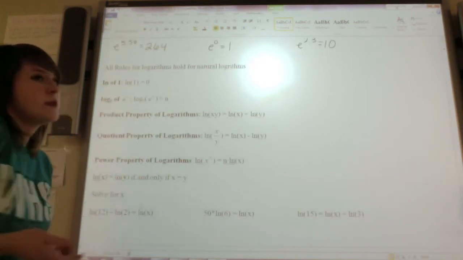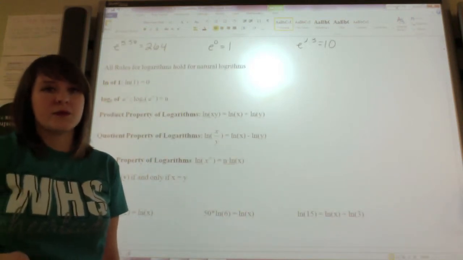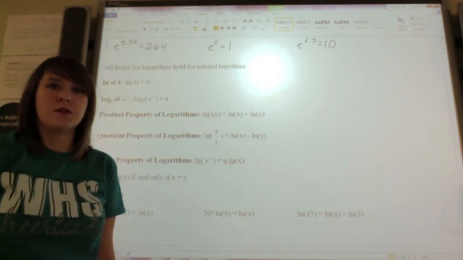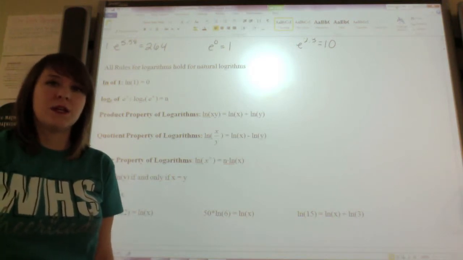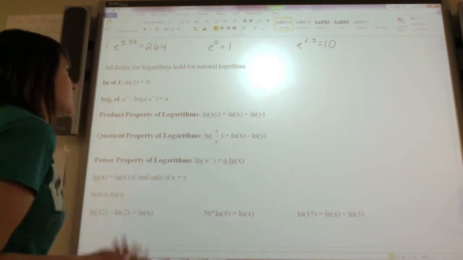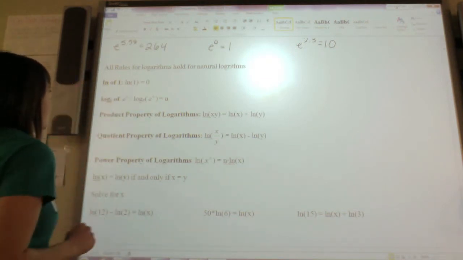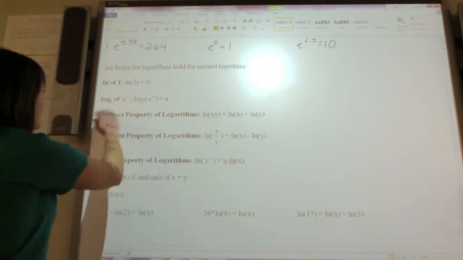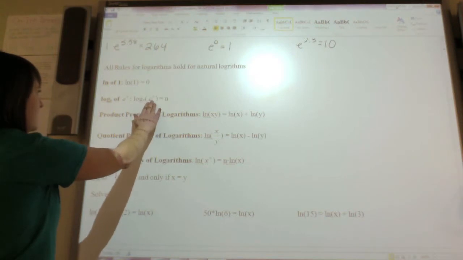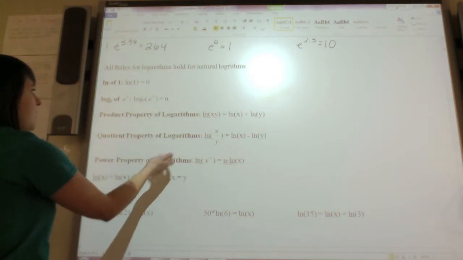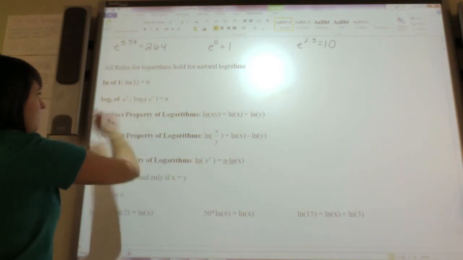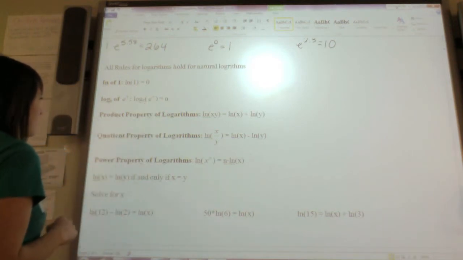So the same rules that apply to our other logarithms apply to natural logarithms. They're really not any different than other logarithms. The only difference is that now we have a base of e. So the same rules apply. We've got our natural logarithm of 1 rule, which says that the natural logarithm of 1 equals 0. We also know that log base e of e to the n is equal to n. So again, if you were to rewrite that, that would be e to the n equals e to the n. So they're the same thing.